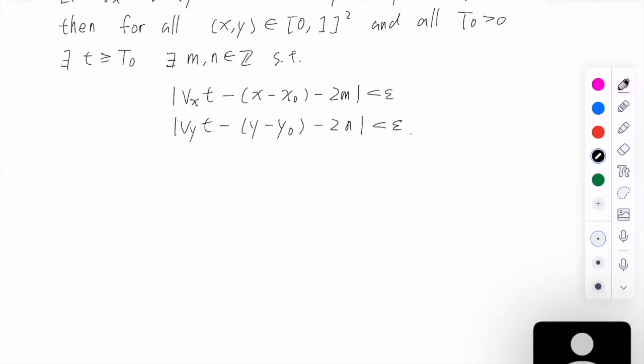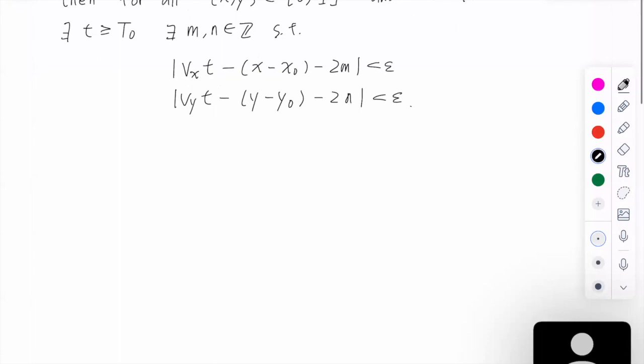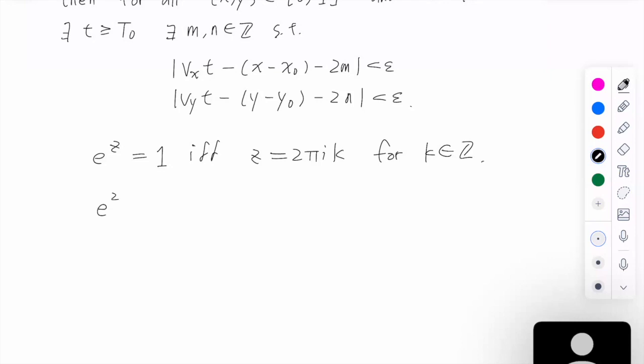So to prove this theorem, we can transform this problem into a problem concerning the complex exponential function. We know that e to the z is 1 if and only if z is an integer multiple of 2 pi i. So what this means is that this quantity approximates 1 if and only if alpha is close to some integer.